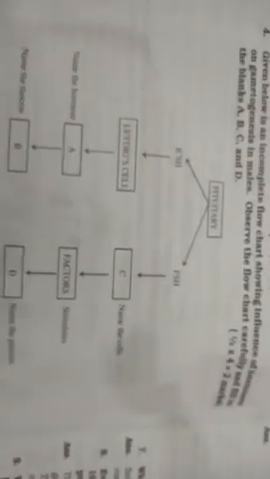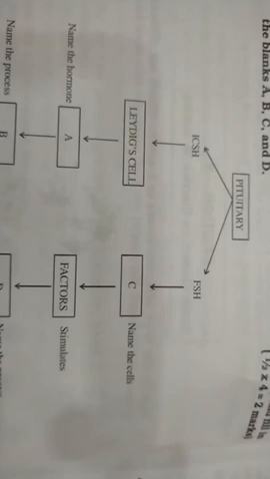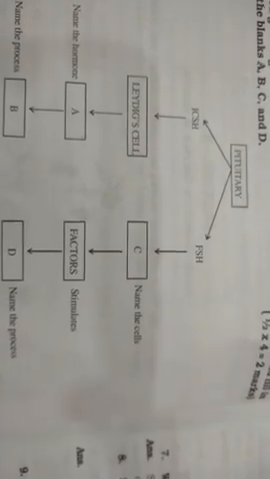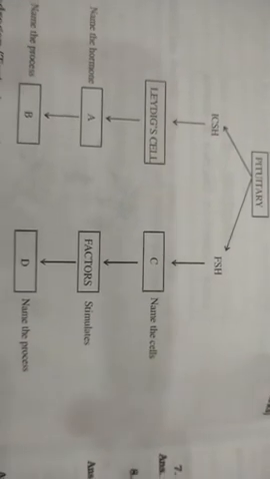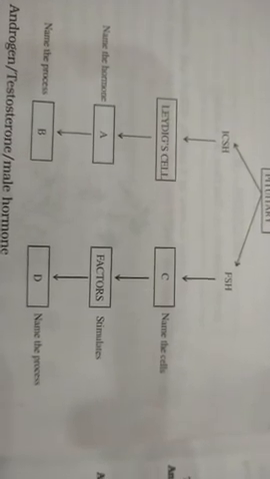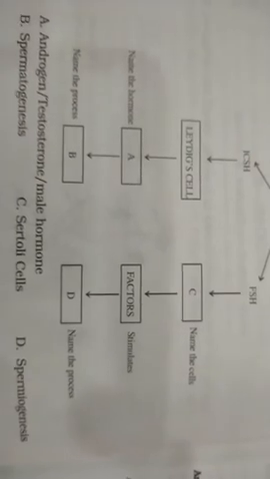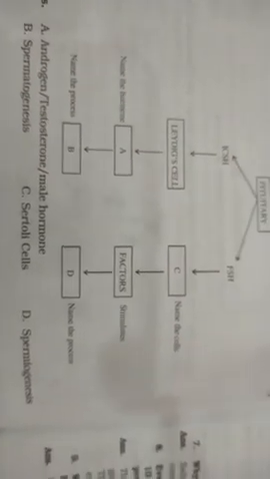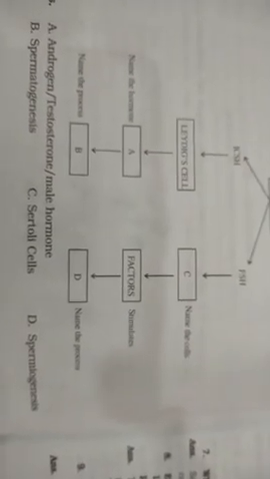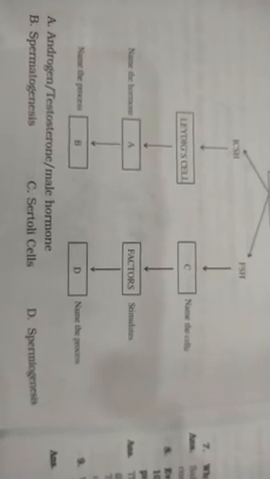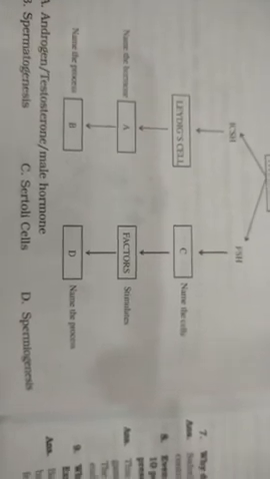Pituitary, you can see ICSH, then FSH, Leydig cells, C. Here you have to name the cell. Then A is name the hormone. Factors stimulates, name the process B and name the process D. So A is androgen or testosterone, it's a male hormone. B is spermatogenesis is the process. C is Sertoli cells and D spermiogenesis.